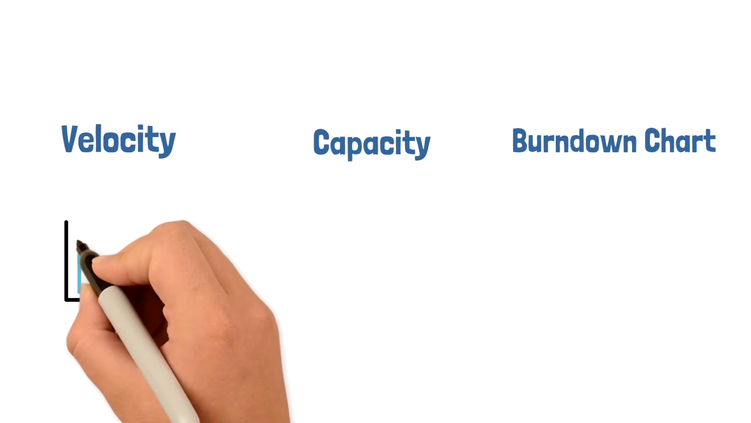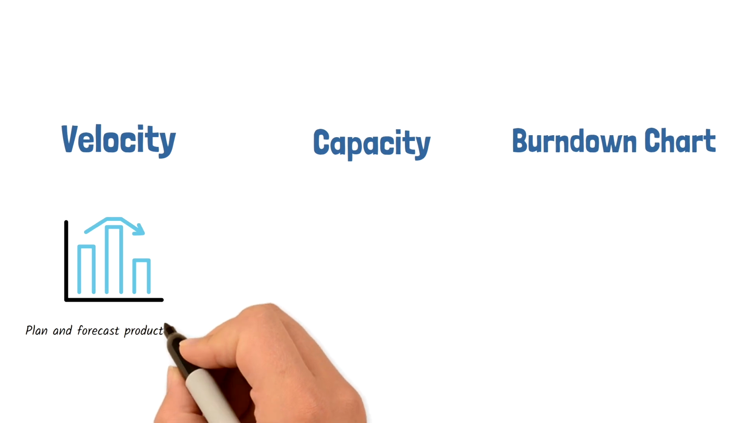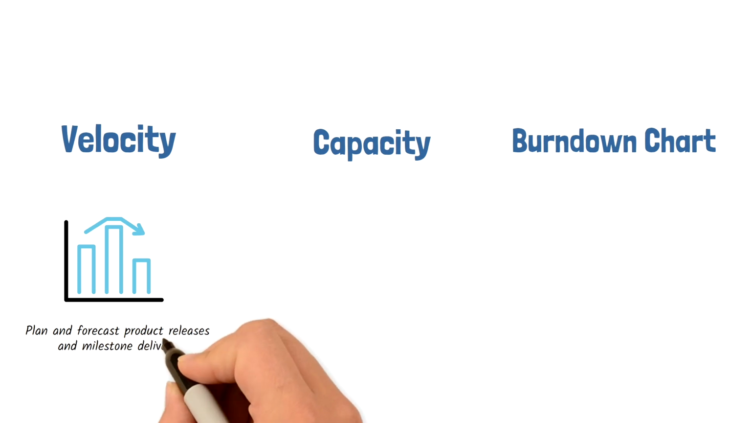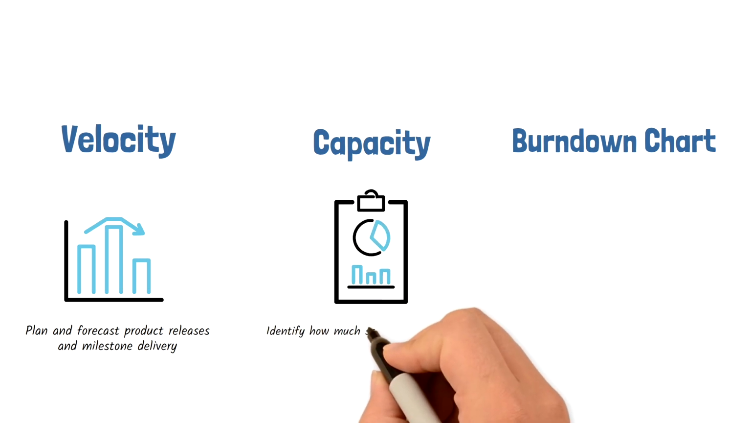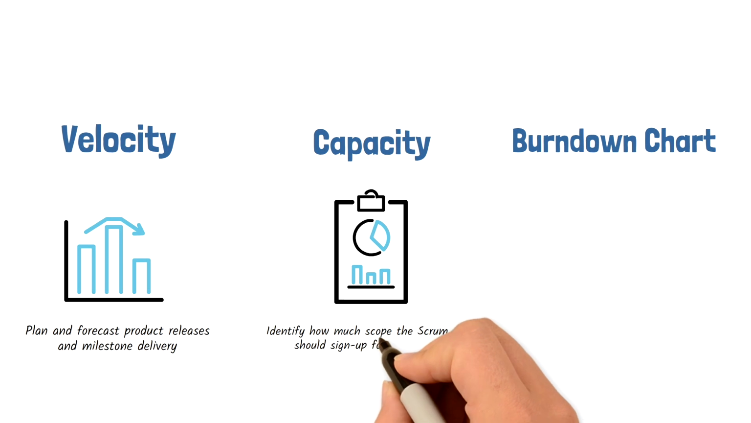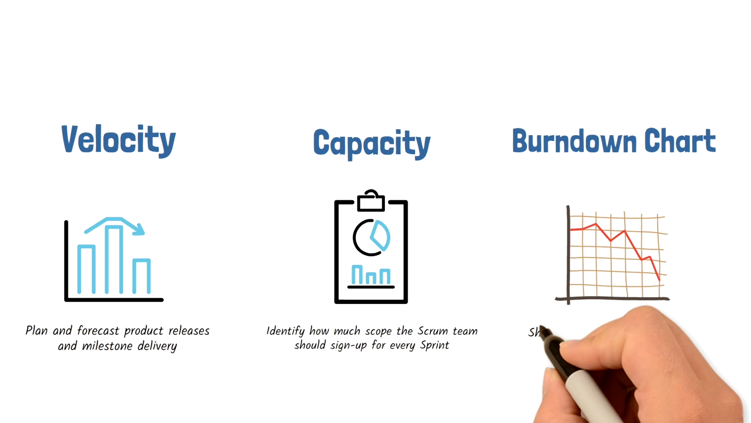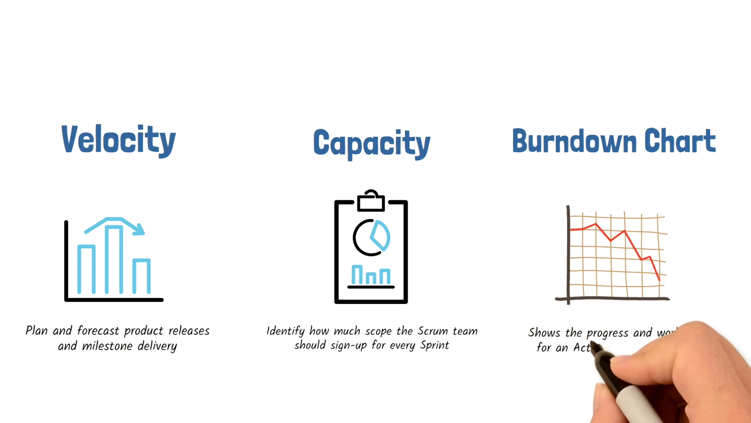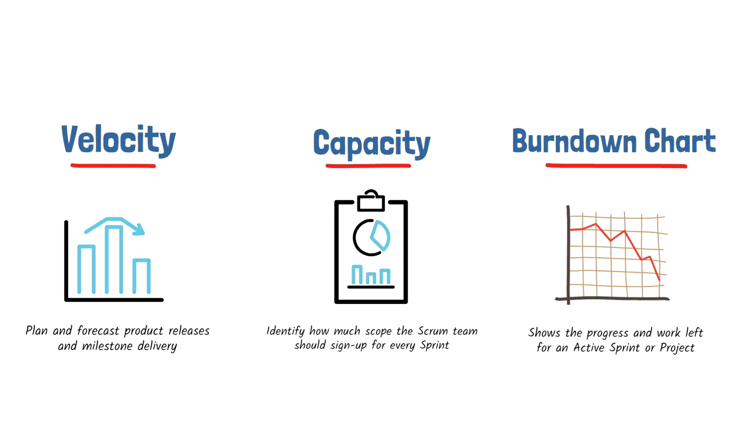The velocity, capacity, and burndown charts are 3 core metrics that every Scrum Master should use with their teams. In summary, the velocity allows the Scrum Master to plan and forecast product releases and milestone delivery. The capacity allows the Scrum Master to identify how much scope the Scrum team should sign up for every sprint during the sprint planning meeting. And finally, the burndown chart shows the progress and work left for an active sprint or project.